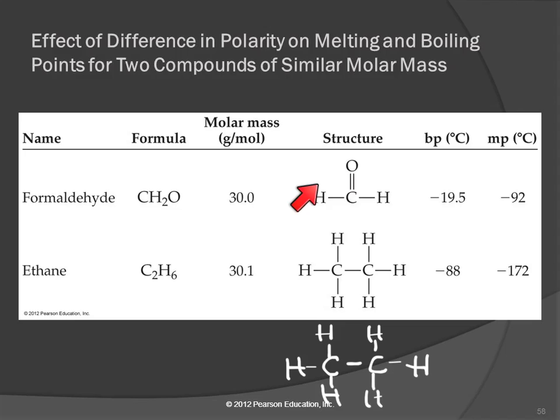With the formaldehyde, there's always this negative end and positive end. And so there's always an attraction between this one and a neighboring molecule. And that holds them together better than this other one. Okay? And it's good to keep asking questions until it makes sense, because it's kind of a weird idea.